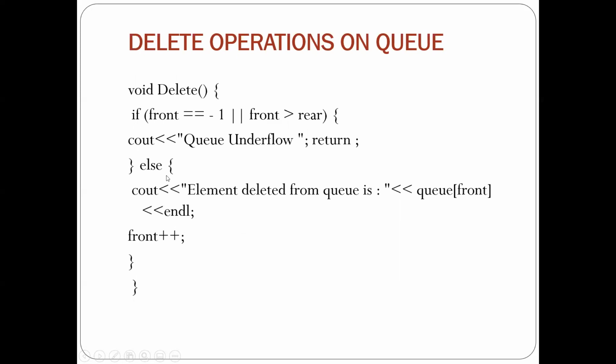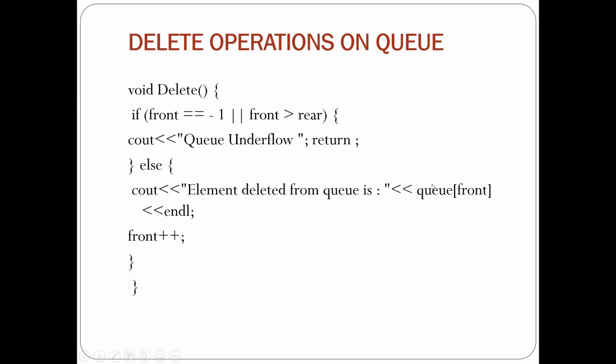Now this is the deletion operation. As I told you, while applying the deletion operation, first we have to check the underflow condition. That means, when will the queue be empty? There are two conditions actually. If the front is equal to minus 1, in that case your queue will be empty. And after deleting a few elements from the queue, whenever the front crosses the rear, at that time also your queue will be empty. So we have to check both these conditions. If any one condition matches, that means the queue is empty.